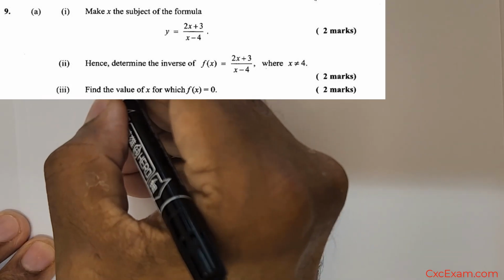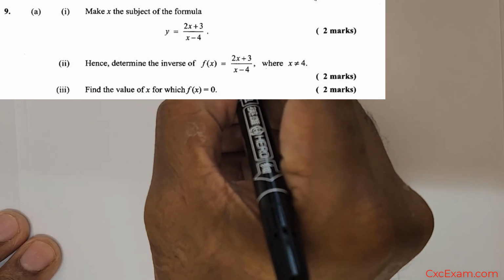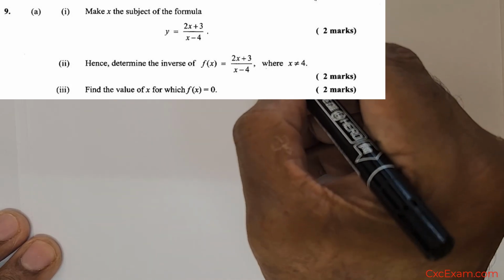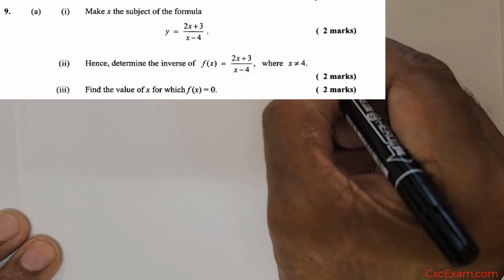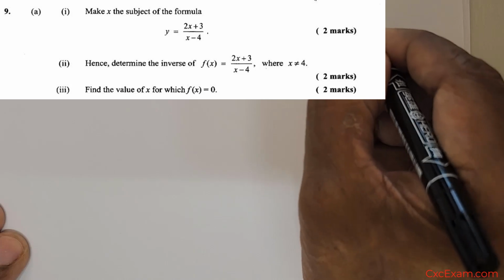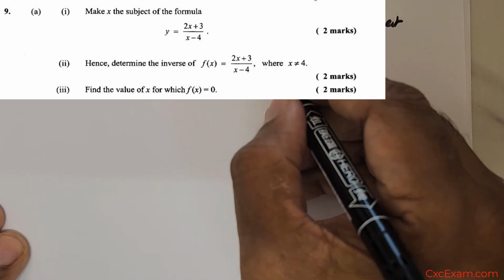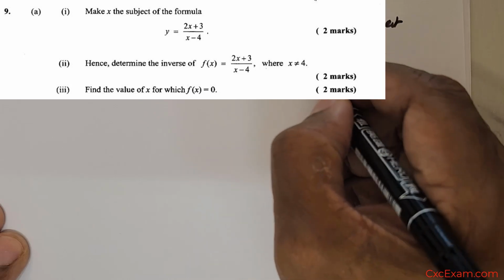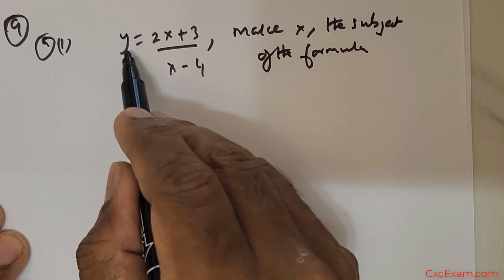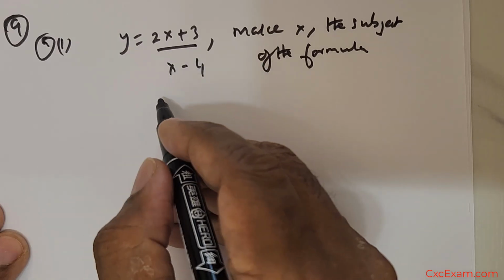Students, this is question 9a1. We are given y is equal to (2x + 3) divided by (x - 4), and we are asked to make x the subject of the formula. So that means instead of writing it as y equal to, we need to write this as x equal to.